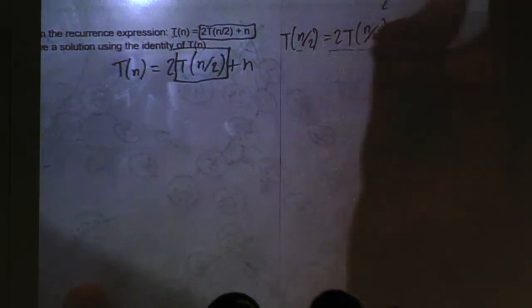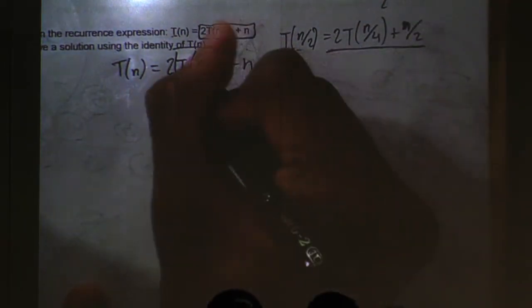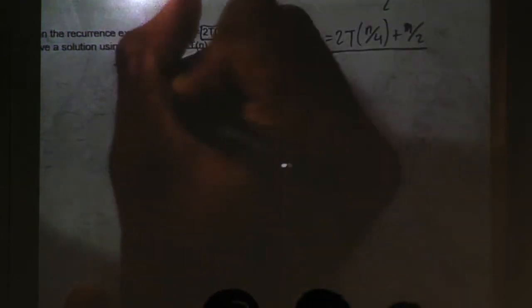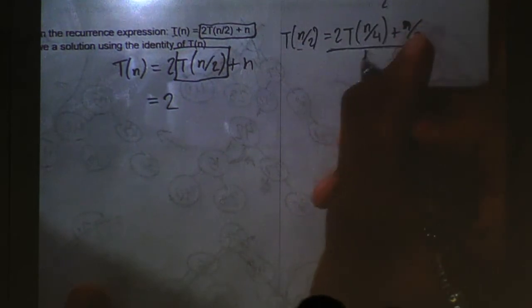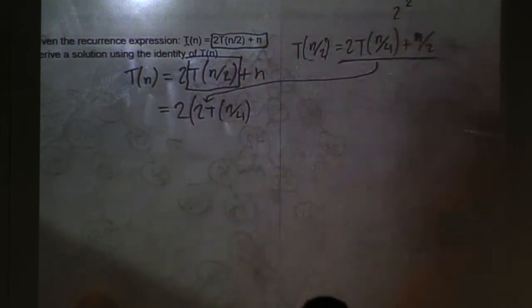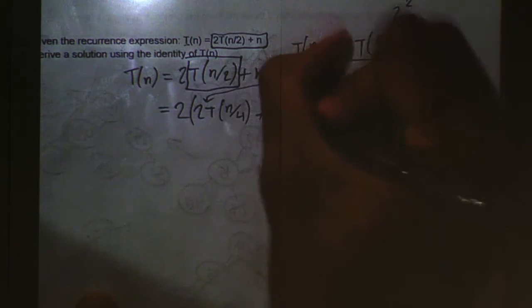And then since we have what this is here, we're just going to input that into this T of n over 2 here. So this is going to be equal to 2, and then we're just taking this equation here and putting it in here. 2T n over 4 plus n over 2. And then you just carry the plus n here.